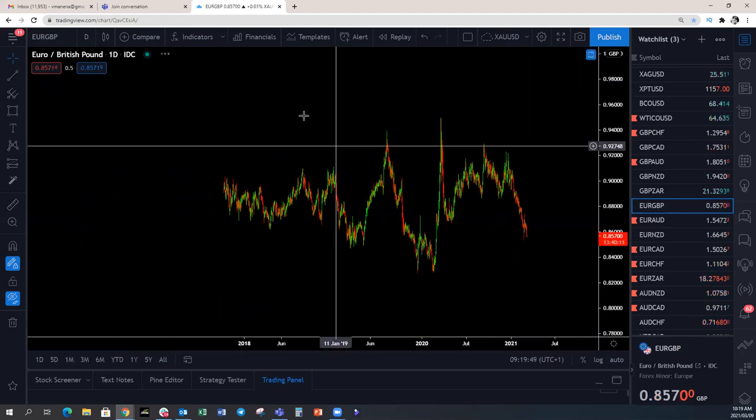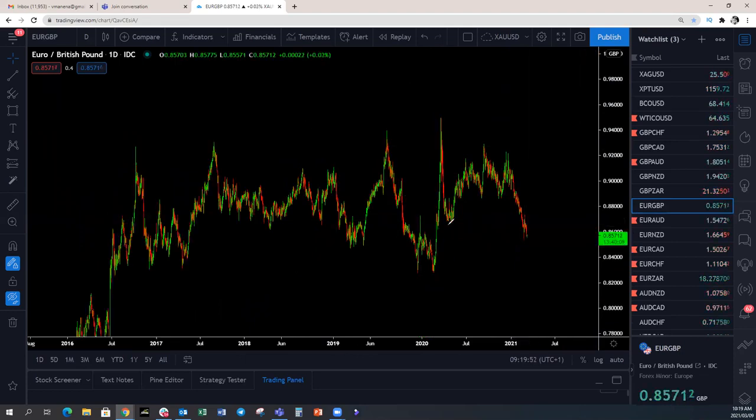Euro Pound. The structure could play out as something like this. We're still seeing continuation to the downside. We'll update the structure as we get more data.